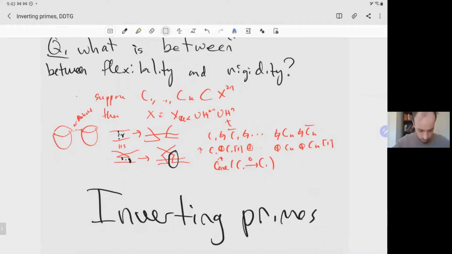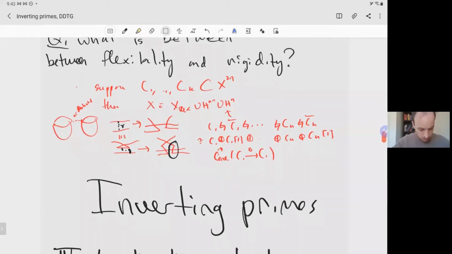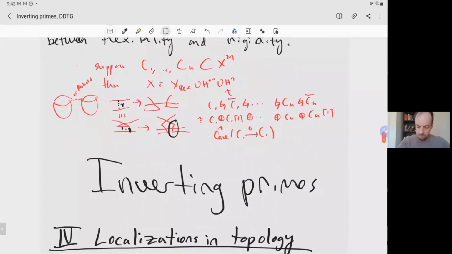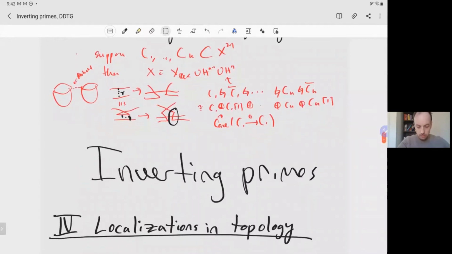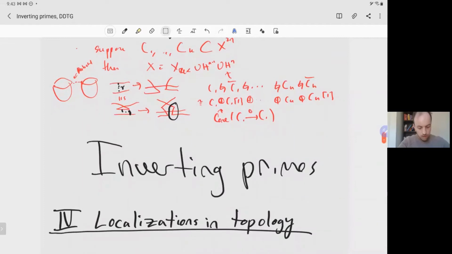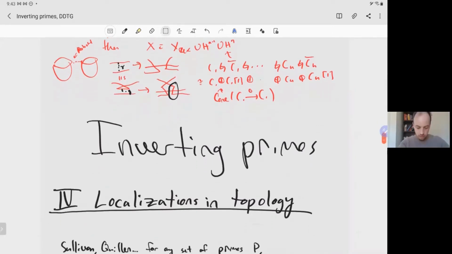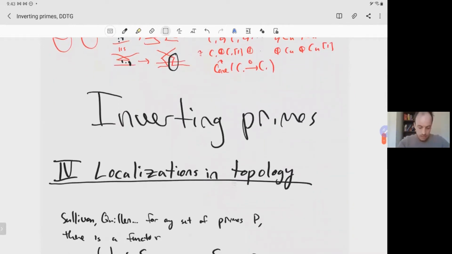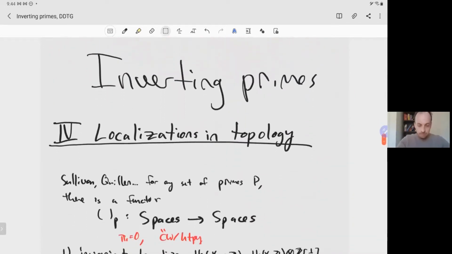Okay, so now I'm going to talk about inverting primes in symplectic geometry. First, I want to say something about the classical analog in smooth topology. And let me just mention that this operation of inverting primes is also called localization, so I'm going to use that terminology. Okay, so what is this operation in classical topology?